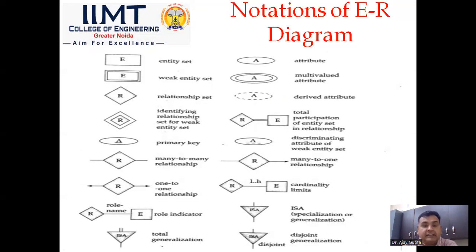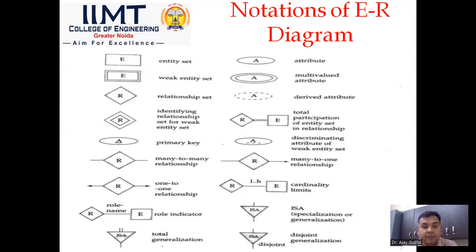First one is entity set. Entity sets are represented in a rectangular box. Then weak entity set. A weak entity set is represented in a double rectangular box. Then relationship set, it is represented with a diamond box. Then identifying relationship set for weak entity set, it is represented by a double diamond box.